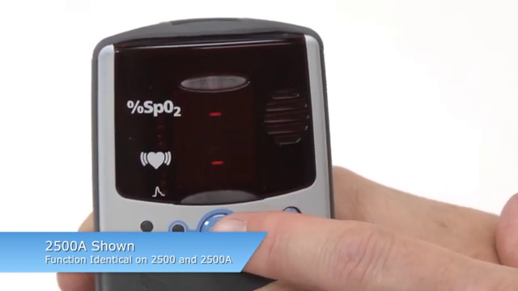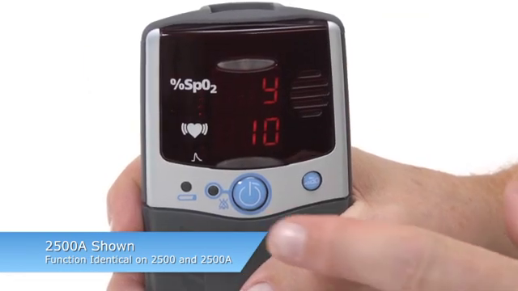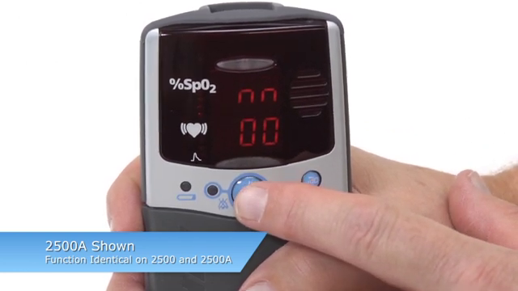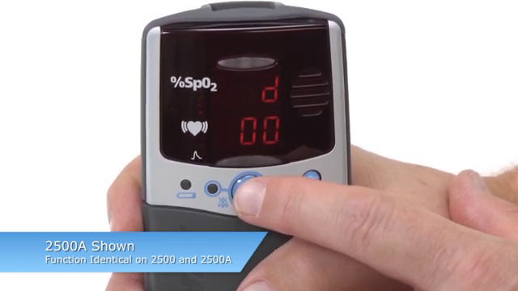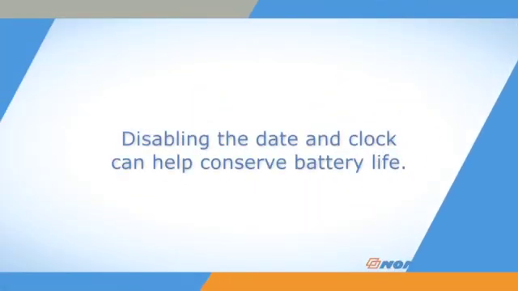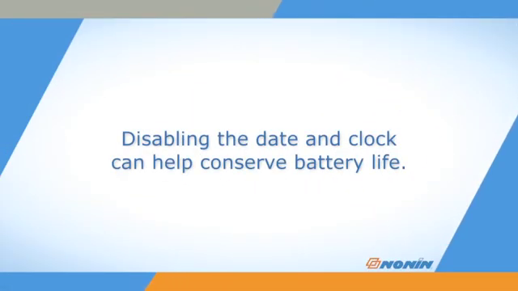You can disable the date and clock settings by setting the month at 00. If you confirm that setting, you will immediately exit setup mode. Disabling the date and clock can help conserve battery life.